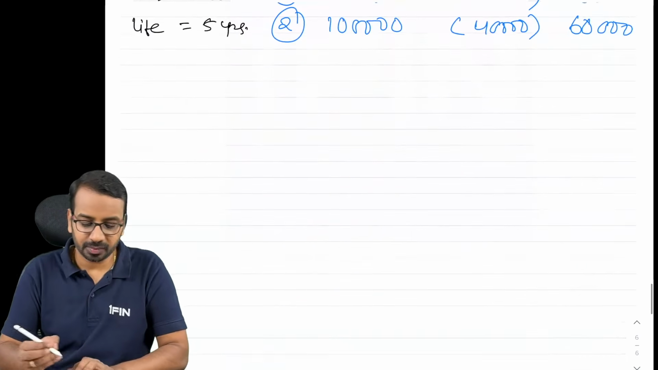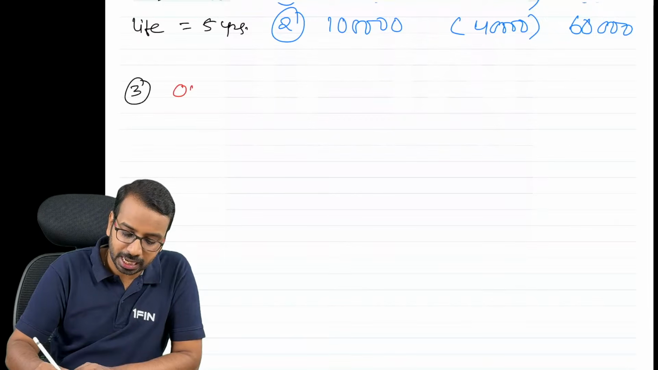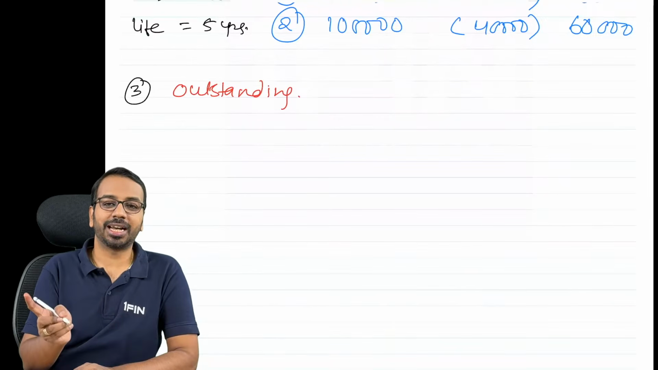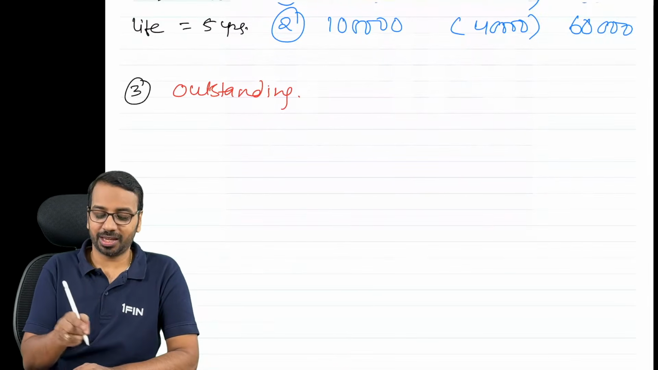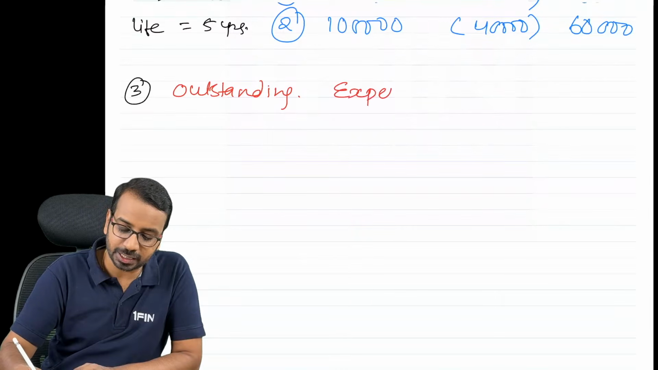Then we have something called as outstanding. See, outstanding means the one meaning is very good. Okay, here outstanding means we have not yet paid. We have outstanding expenses.